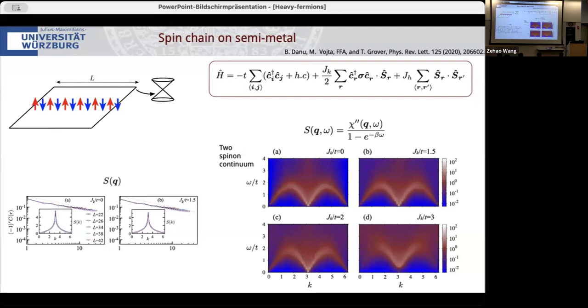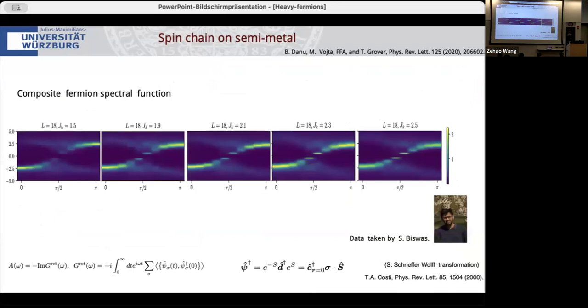Okay? So that's very nice. And what you can also do, and the former things were done by Bimla, this is now being continued by Shonak Biswas, who's now joined our group. What you can do is also look at the spectral function of this composite fermion on the chain. And you see that in the heavy fermion state you have a very nice dispersion, right? So this would be the dispersion of a quasi-particle.